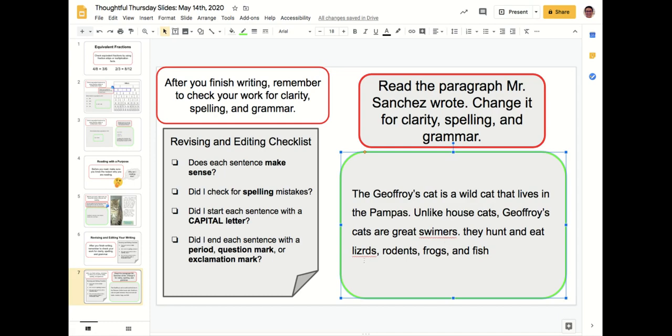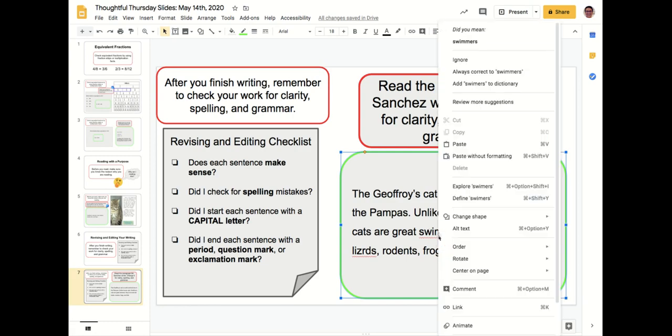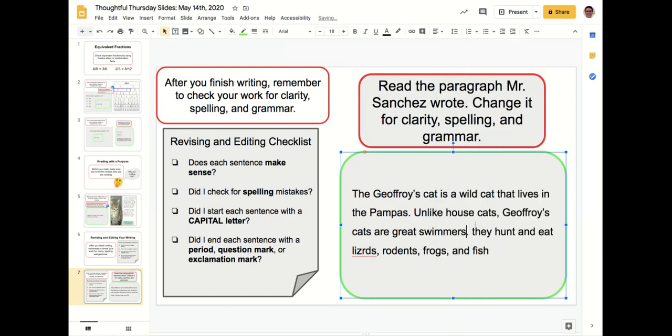So, unlike house cats, I fixed house by noticing a red line under it, and you can already see there's some other red lines. Let's keep on reading. Unlike house cats, Jeffrey's cats are great swimmers. Uh-oh, I didn't spell swimmers right. So I'm going to put swimmers. They hunt and eat lizards, rodents, frogs, and fish. I see a couple things here that need to be fixed.